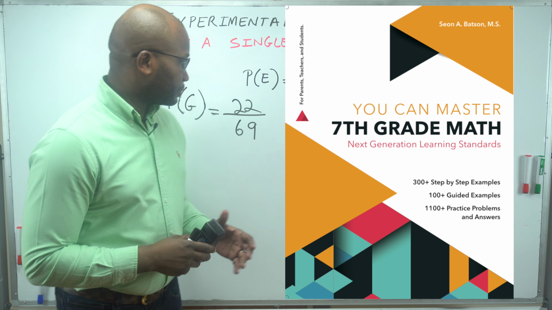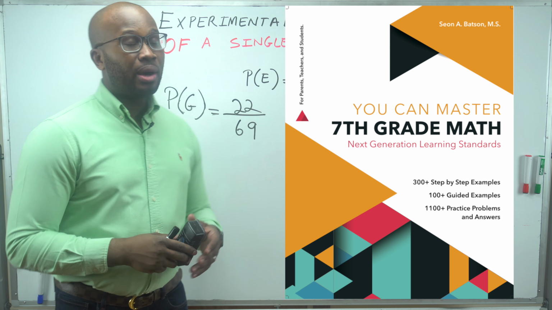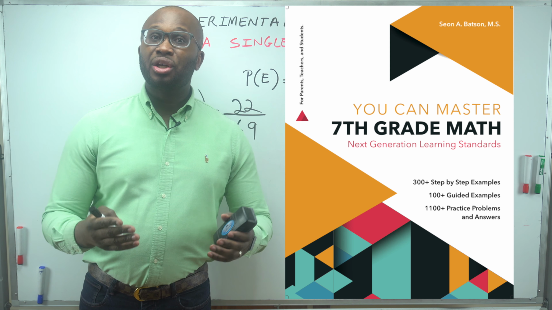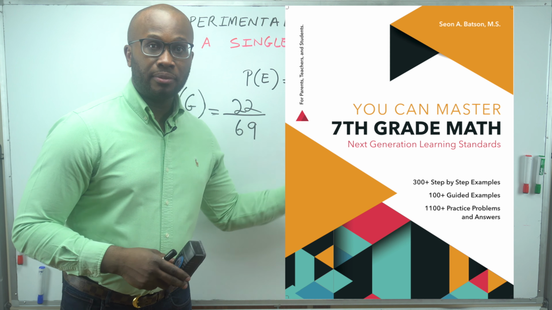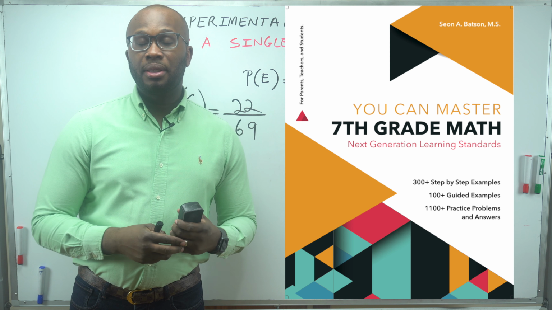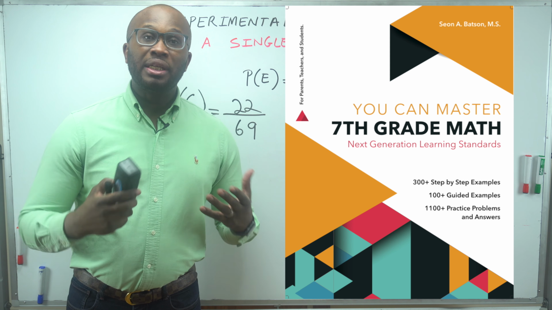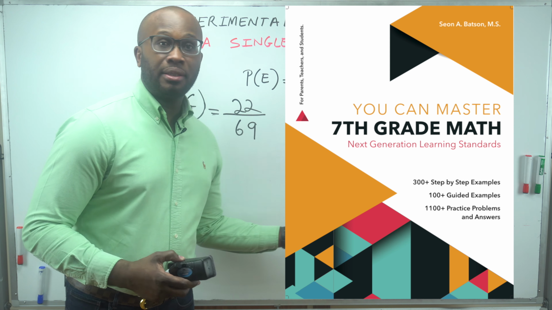Remember, experimental probability describes the likelihood of an event happening based on the results of some experiment. So to find the experimental probability of an event, you will need the results of an experiment.